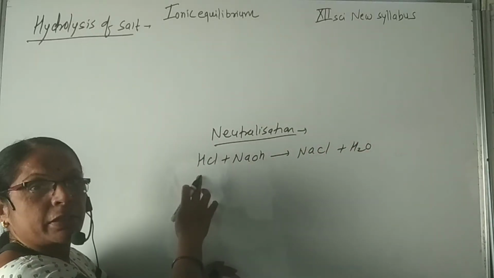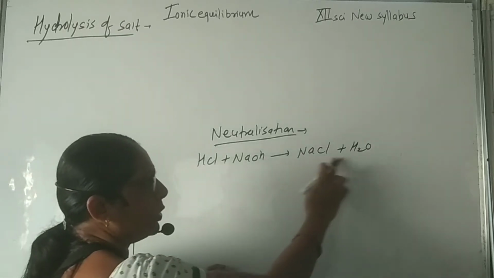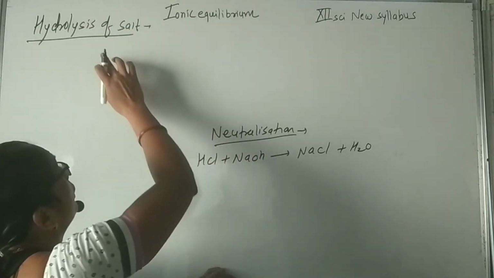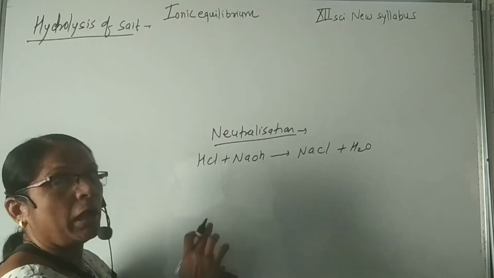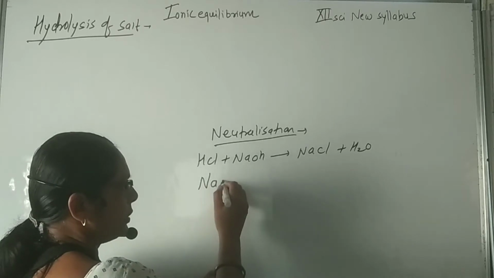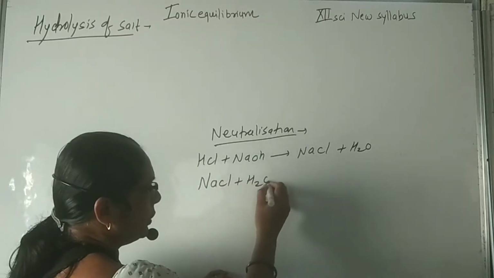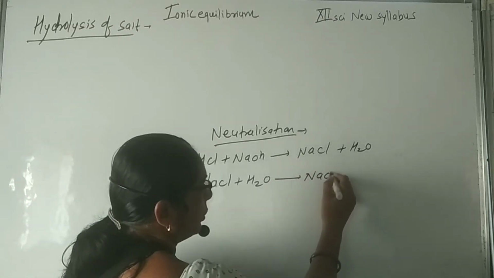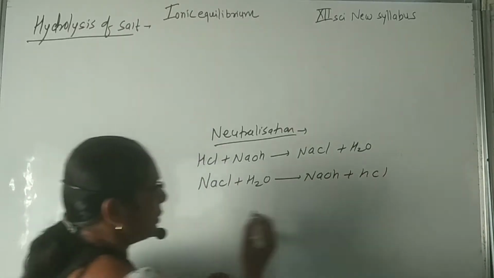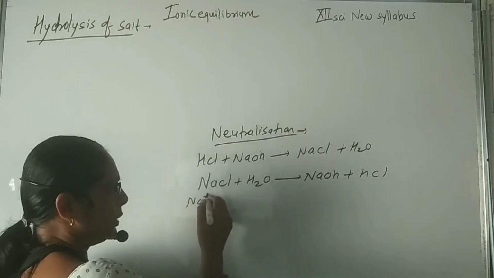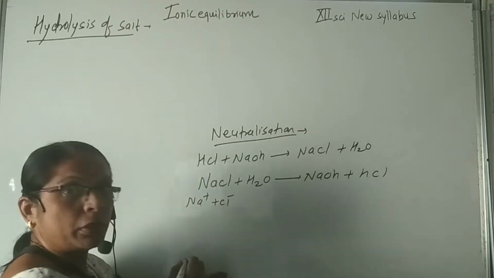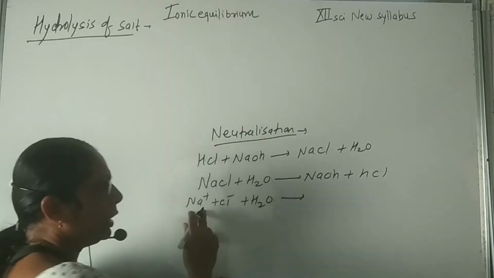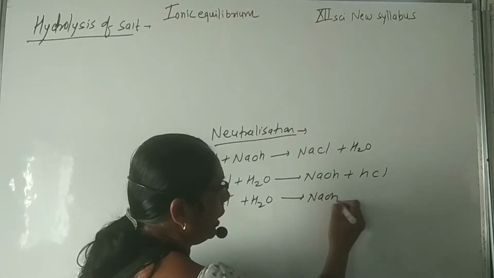Here strong acid reacts with strong base, giving rise to salt of strong acid and strong base, and water. Exactly the opposite occurs in the process of hydrolysis. In hydrolysis, a salt reacts with a solvent, such as water, giving rise to the corresponding acid and base. So the Na+ ion and Cl- ion of NaCl react with water, giving rise to NaOH and HCl.